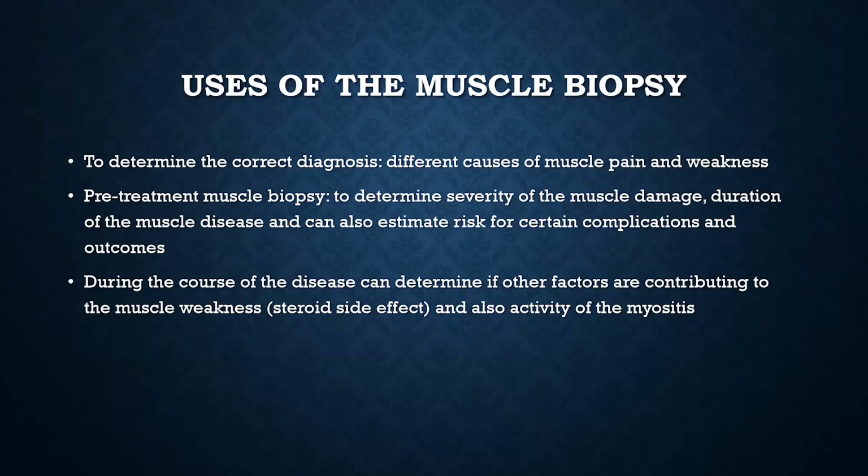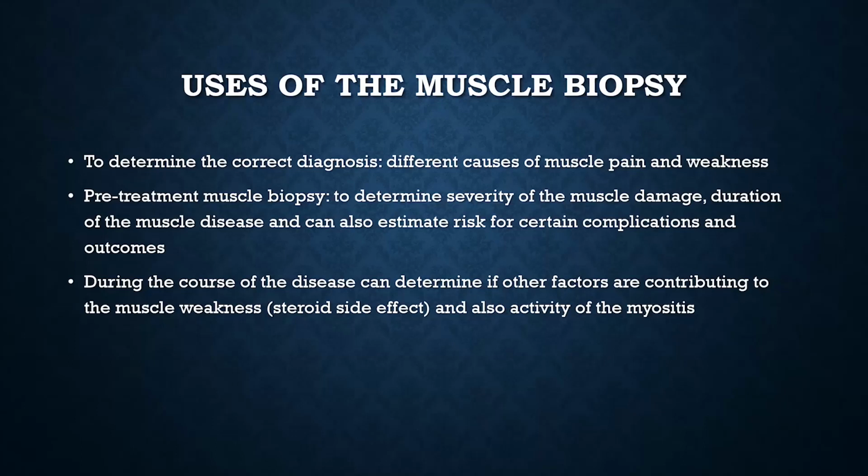So you can assess the existent damage in the muscle, and also certain findings can tell us that a child's at increased risk for certain complications or types of outcomes, either good outcomes or more limited outcomes.